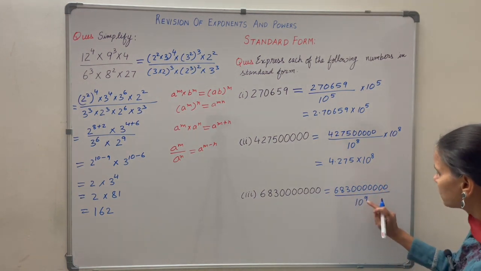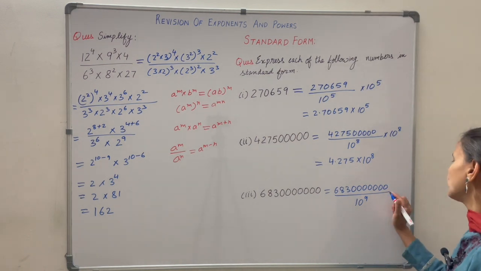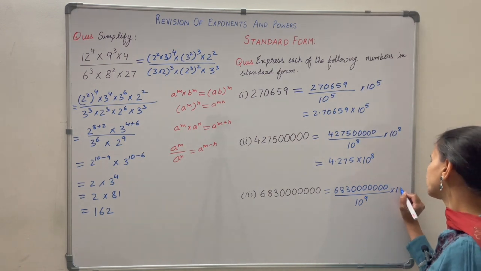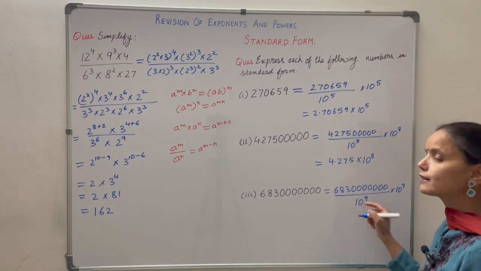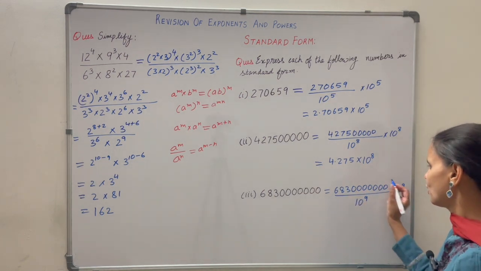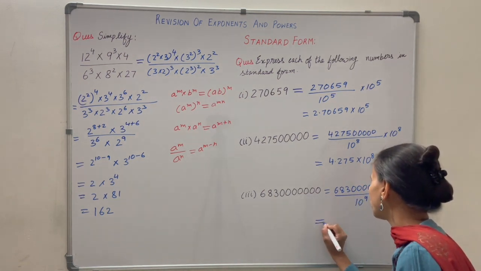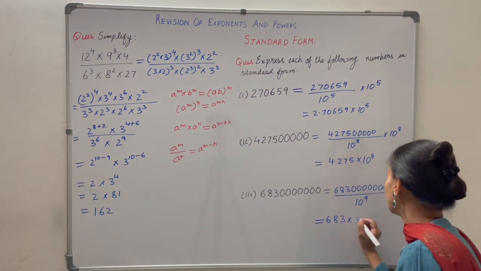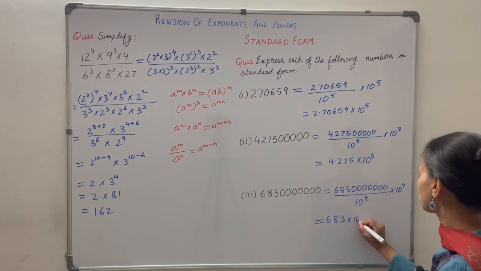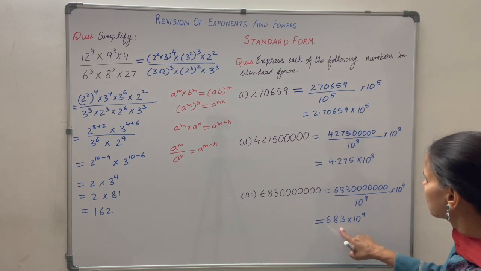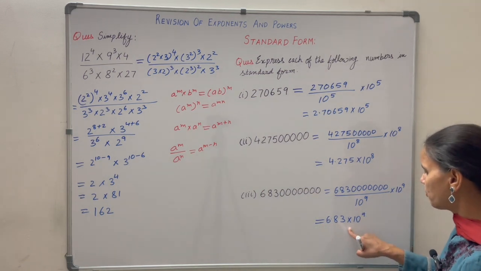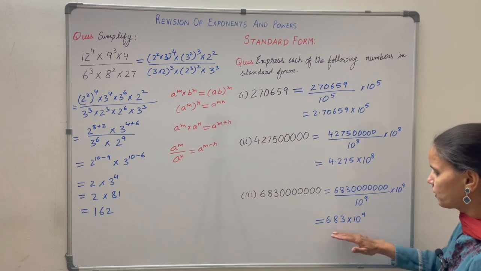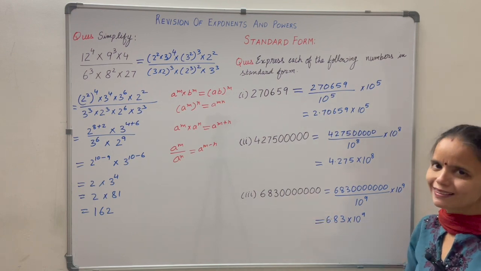So since you have divided this number by 10 raised to the power 9, it should be multiplied also by 10 raised to the power 9 so that the number remains unchanged. So when you divide it here, what do you get? You get 6.83 into 10 raised to the power 9. So this is the number between 1 and 10 multiplied to the powers of 10. So this is the standard form for this number.